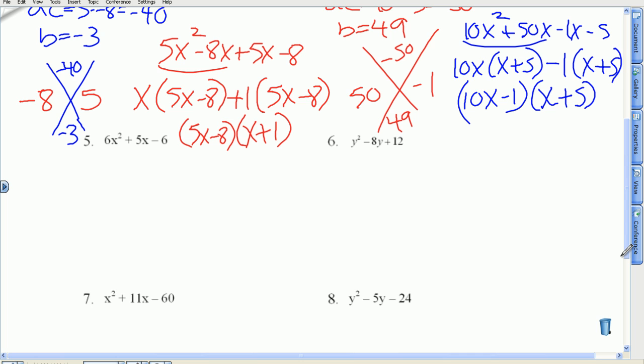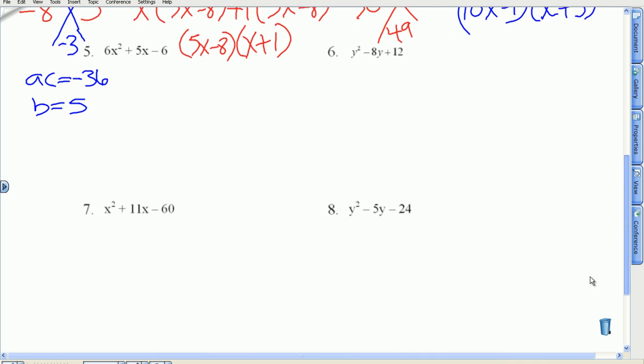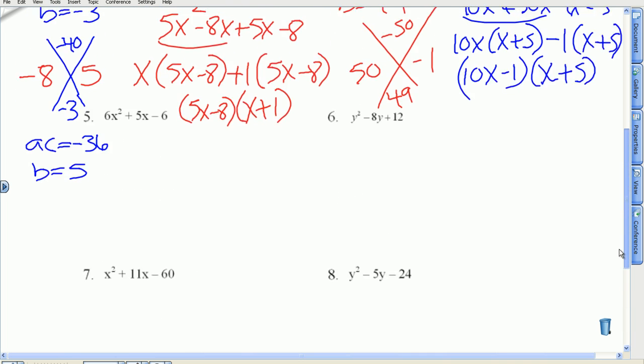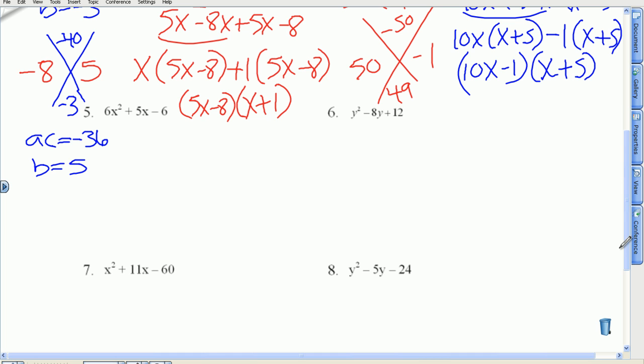Okay. For number 5, 6x squared plus 5x minus 6. We are going to identify AC as negative 36. B is 5. We are looking for factors of negative 36 that add to be 5. So here we go. Negative 36 goes here. 5 goes there. Do you know what it is?